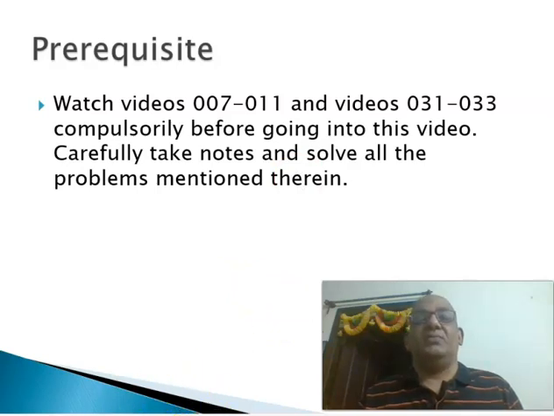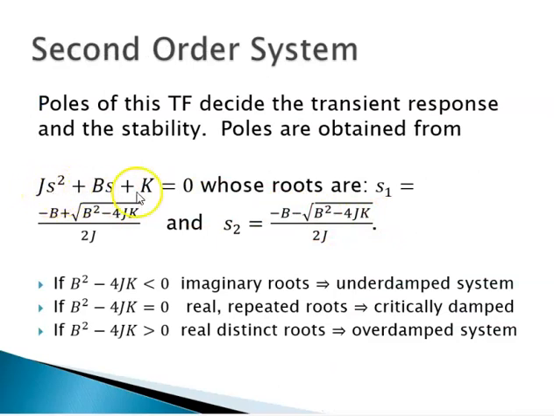These poles are obtained by setting the denominator equal to 0 and these roots are shown here, one with the positive sign and one with the negative sign. The quantity in the square root, b square minus 4jk, is called the discriminant, and we know that if the discriminant is less than 0 we get imaginary roots. If the discriminant is equal to 0 we get real repeated roots, and if the discriminant is greater than 0 we get real and distinct roots.